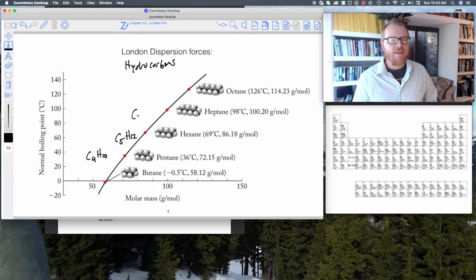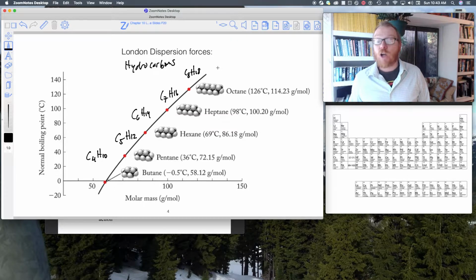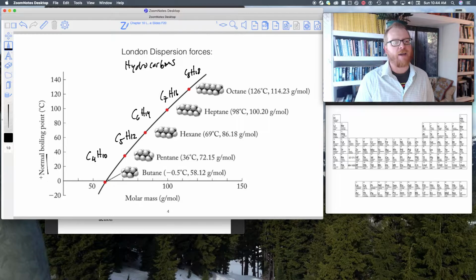Hexane is C6H14. Heptane is C7H16. And of course, octane is C8H18. So we're increasing by one carbon at a time. And here I've got the normal boiling point. I'm going to define for you later on what we mean by the normal boiling point, okay?